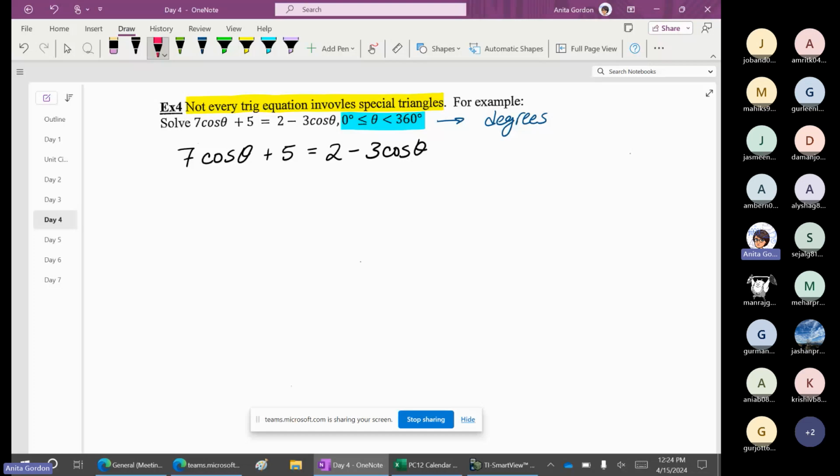Okay, how would I do that? So you would add 3 cos theta to both sides, and then subtract 5 from both sides, okay? So 3 and 7 cosines make 10 cos thetas. This goes away. 2 minus 5 gives me -3. This goes away. Okay. Next step. Divide by 10.